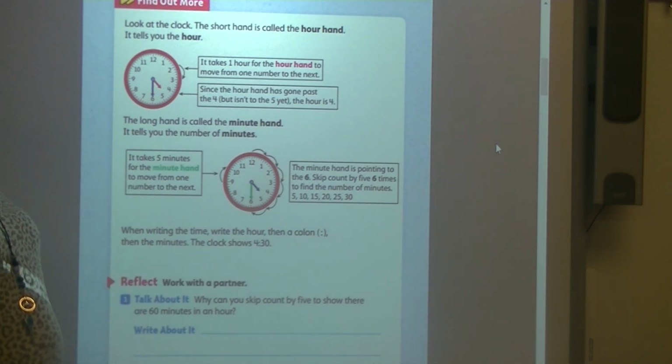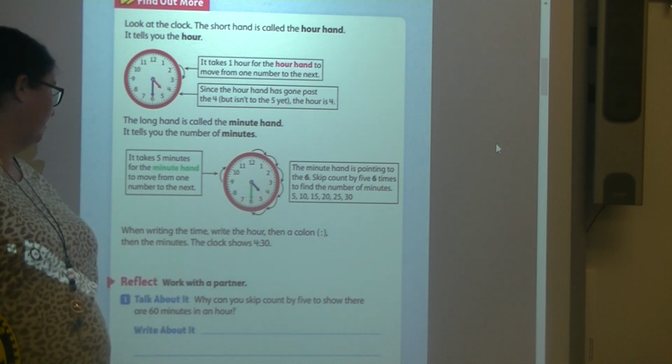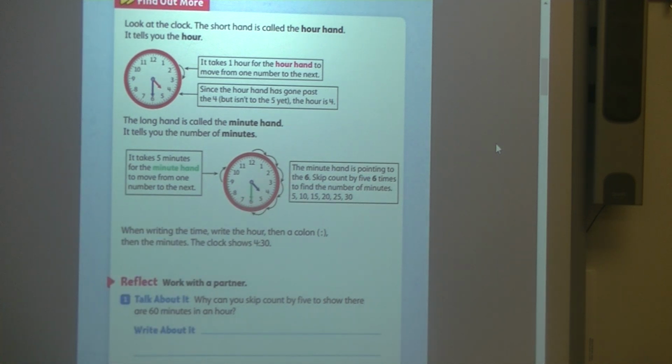When writing the time, write the hour, then a colon, then the minutes. The clock shows 4:30. All right. Now that's how we worked with time to the half hour.